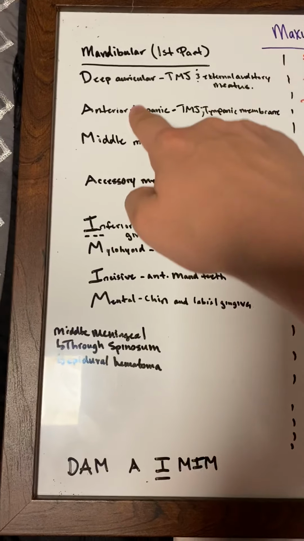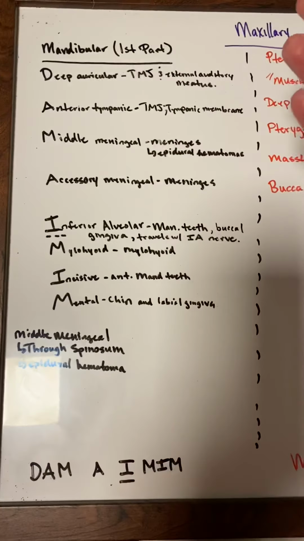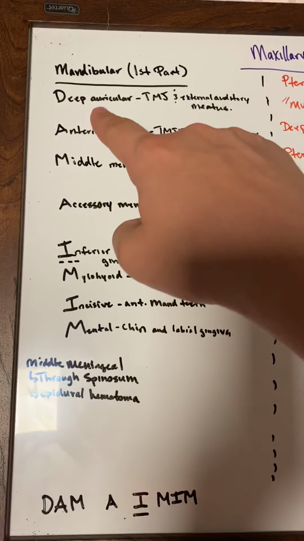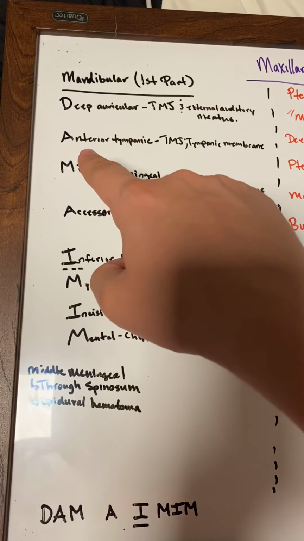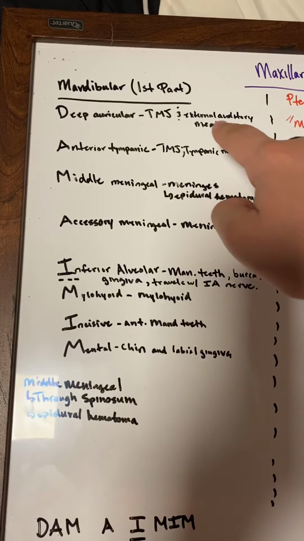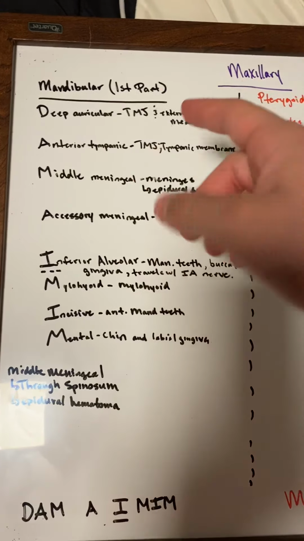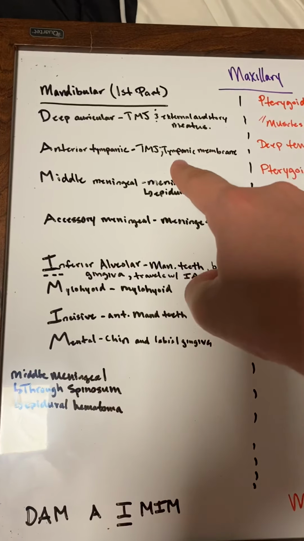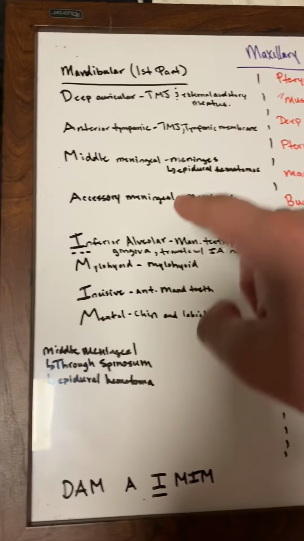So we have, they're paired up. So TMJ and TMJ, pretty easy. Deep auricular and anterior tympanic. The only difference is that auricular has the external auditory meatus involved, which is part of the ear. Tympanic has that tympanic membrane, right? Makes sense. So TMJ together.